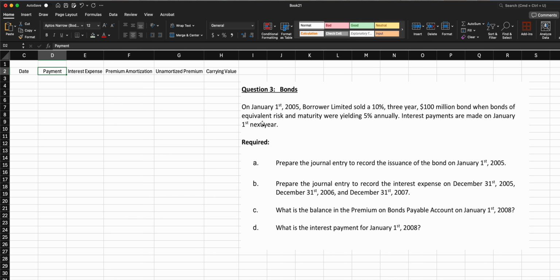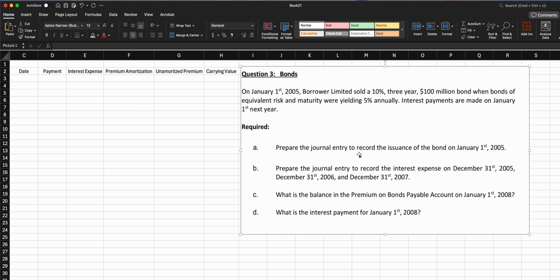So here it says on January 1st, 2005, Borrower Limited sold a 10% 3-year, $100 million bond when bonds of equivalent risk and maturity were yielding 5% annually. Okay, so the 10% is your coupon rate. The 5% is your market rate, basically. So this is a bond that is trading at a premium because the coupon rate is so much higher. Interest payments are made annually on January 1st. Okay, so it's an annually paid bond.